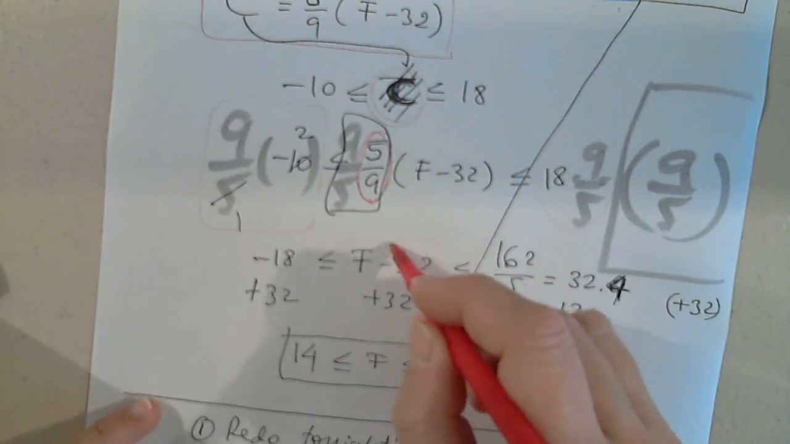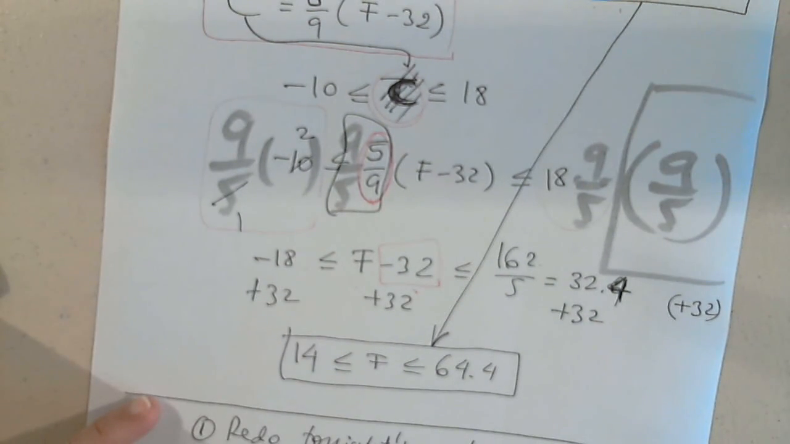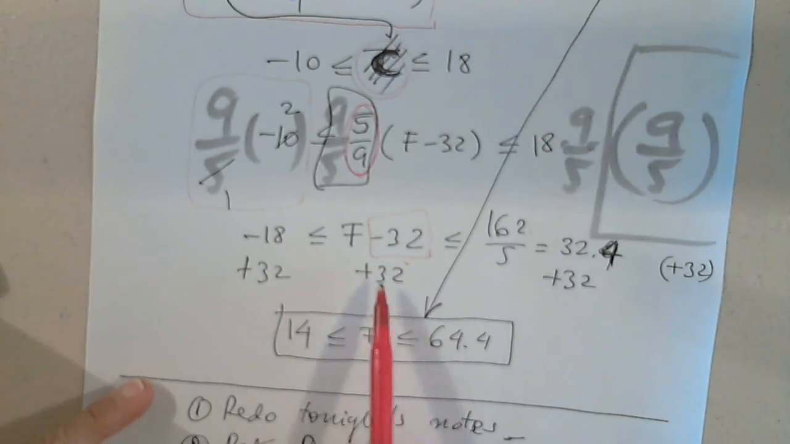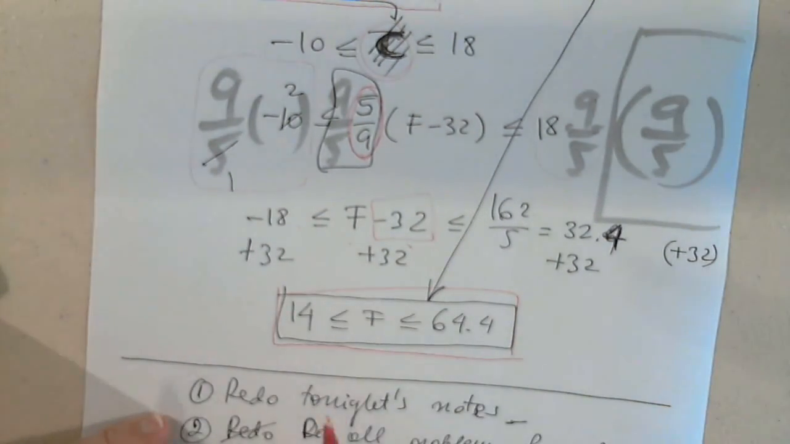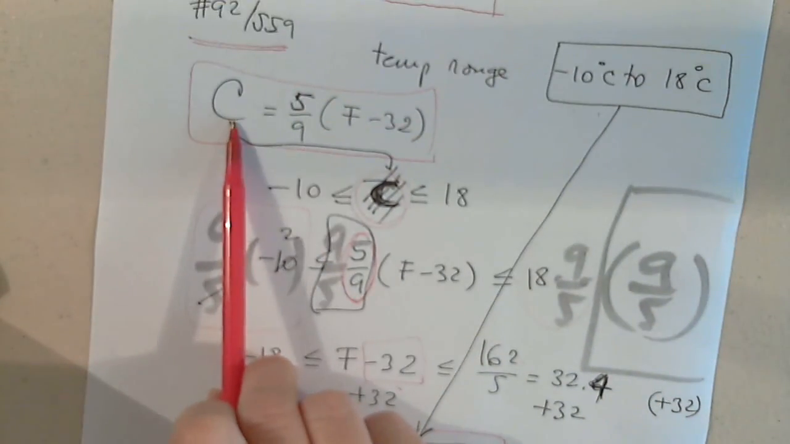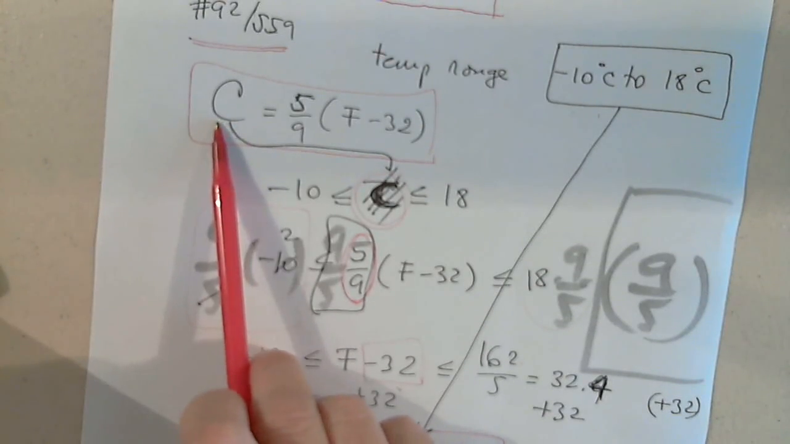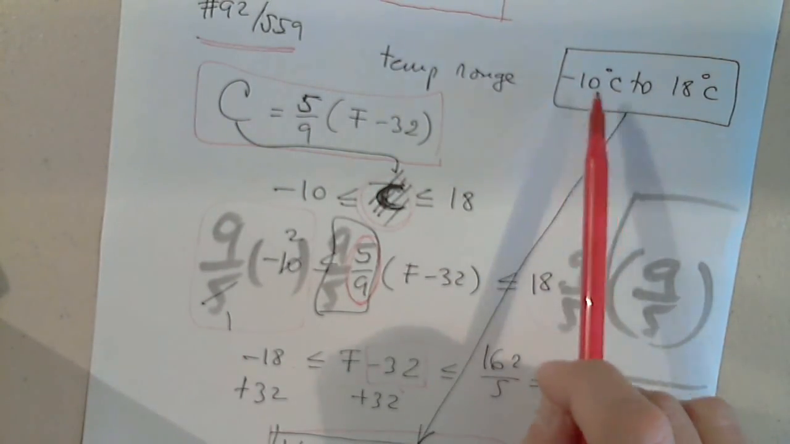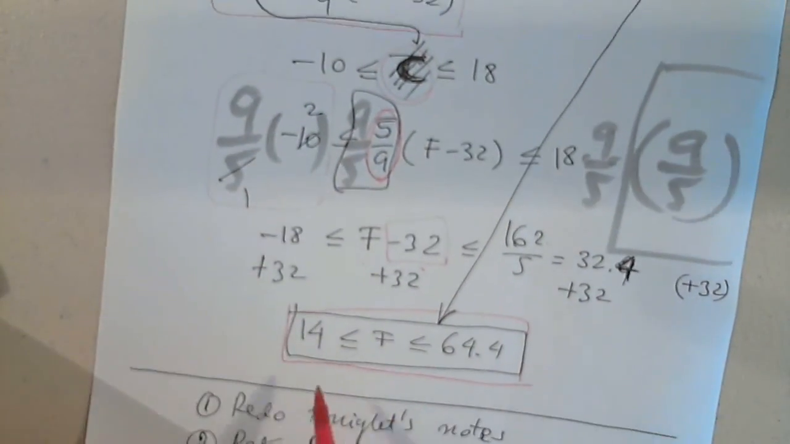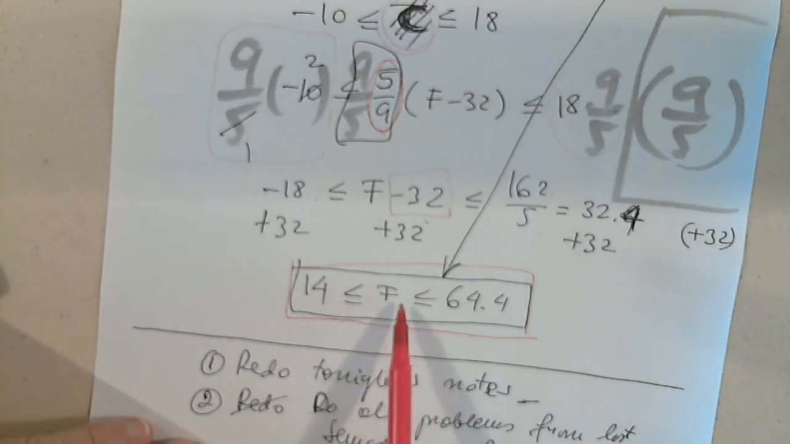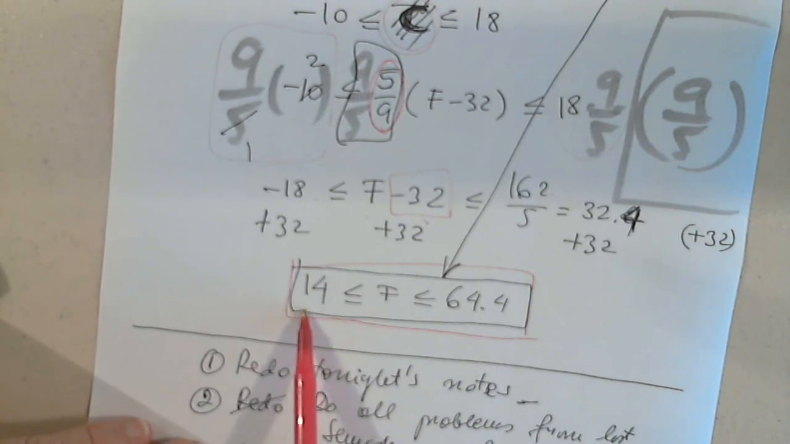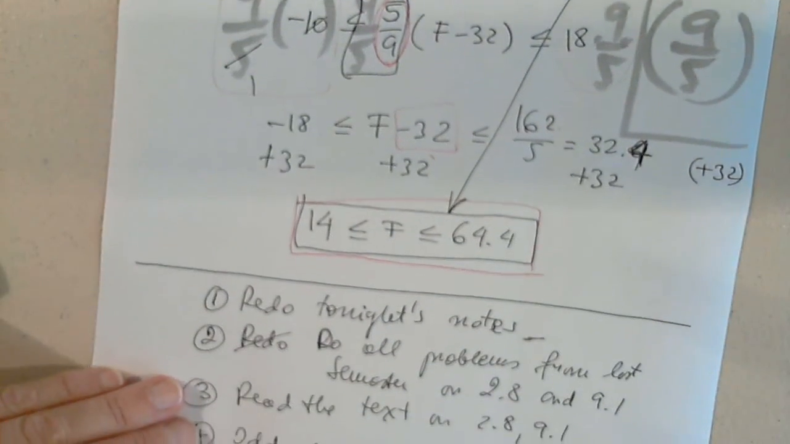Therefore, final step, we have to eliminate the 32 from the middle part. We add 32 to all three sides, and that is the final answer. When the temperature in Celsius degrees is between -10 and 18, that translates into a range for Fahrenheit temperature between 14 and 64.4 degrees Fahrenheit.